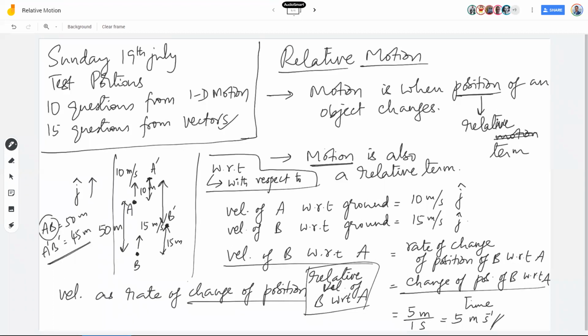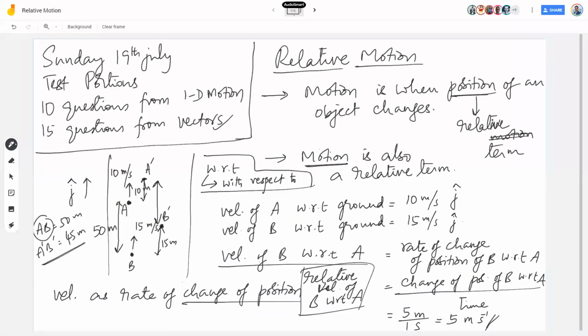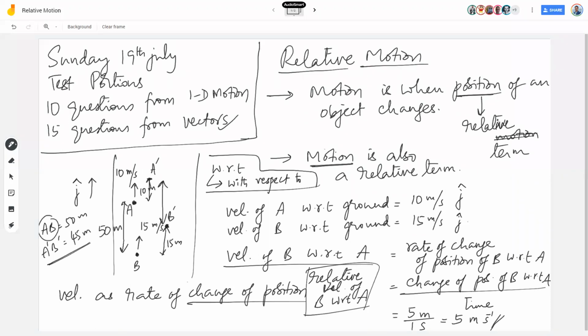What will B think? Is B approaching A or is B receding away from A? What do you think? Is B approaching A or is B receding from A? B is approaching A. Yes, B thinks he's approaching A because obviously he's moving towards A. But because of A's motion, what is A trying to do? He is trying to get away from B.